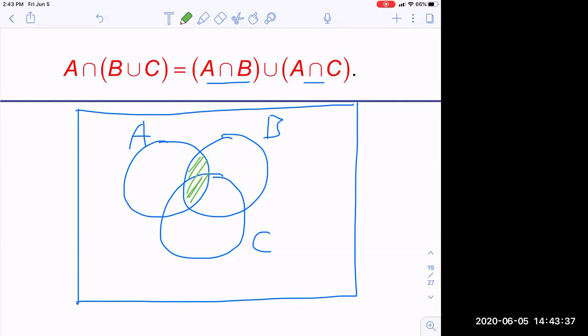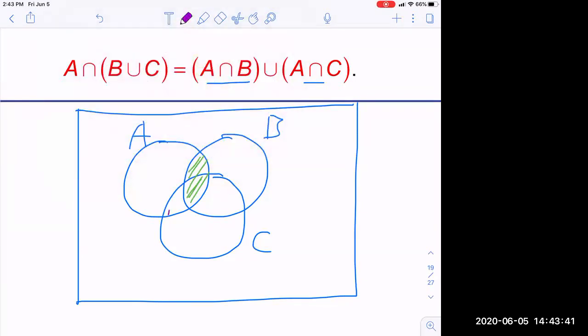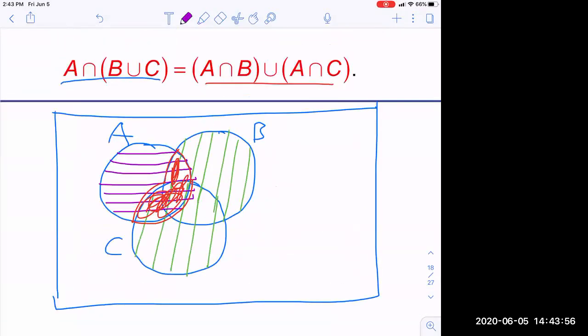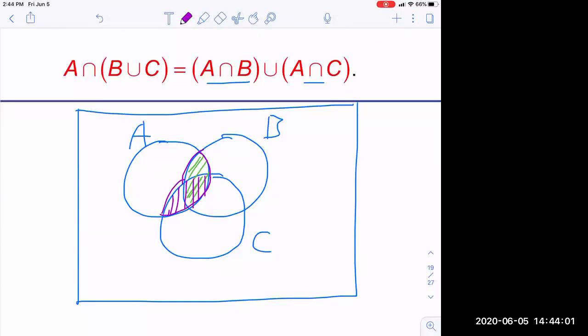And now let's do A intersect C, purple. Here's A intersect C. And I want the union, so I want everything that's in there. So if I just quickly outline this in purple, notice that's the same thing as up here. So that conjecture is true, and it's like the distributive property of the intersection is being distributed over the union.